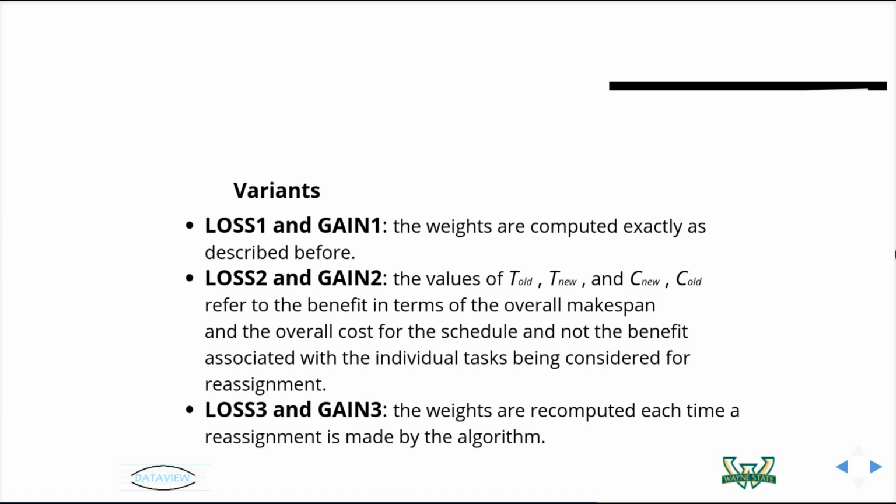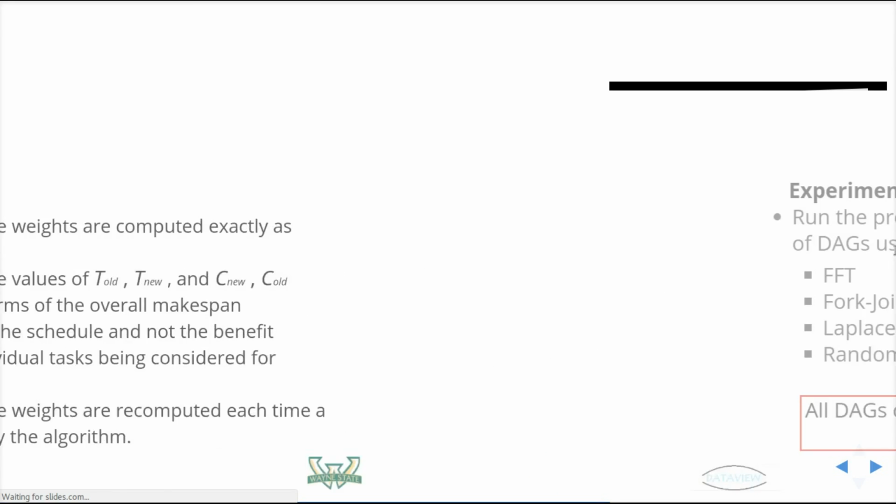And the other one is loss 3 and gain 3. In this part, the weights are recomputed each time a reassignment is made by the algorithm.